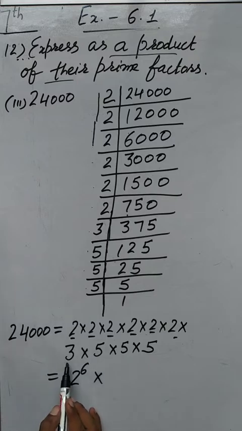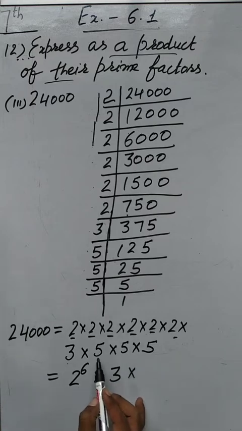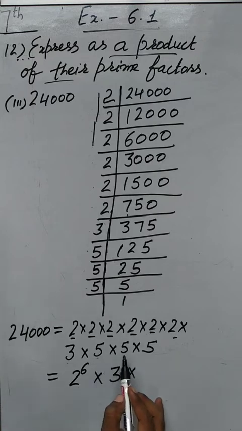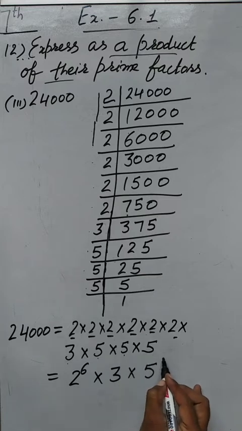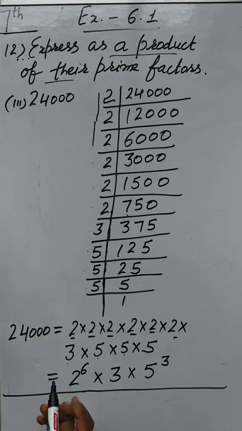And how many times is 3 there, beta? Only 1 time. So 3 is as it is, meaning 3 raised to power 1. And how many times is 5 there? 1, 2, 3. So it becomes 5 raised to power 3. Understood, beta? Very easy question. And the first and second parts, beta, are also very easy.